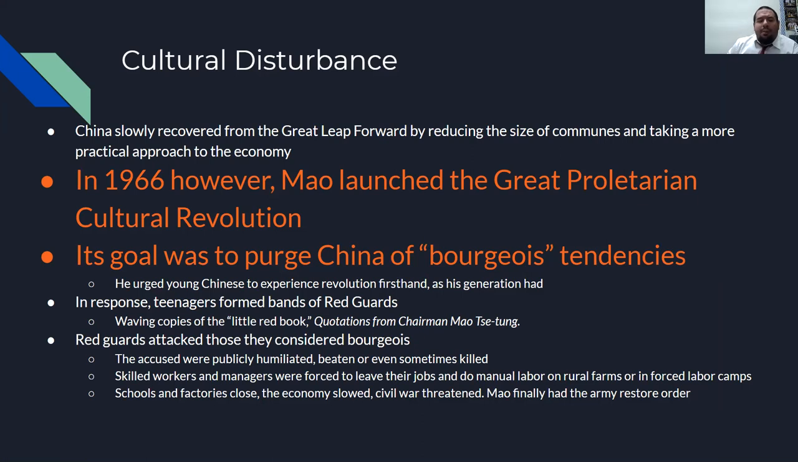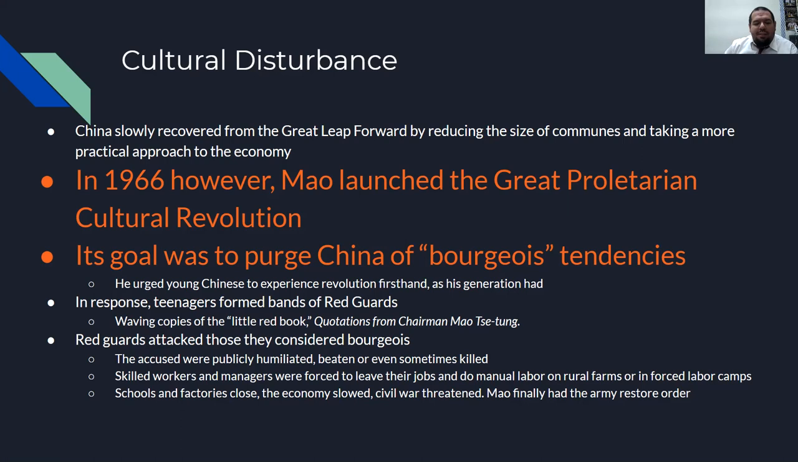All right, cultural disturbance. So China slowly will recover from the Great Leap Forward by reducing the size of communes and taking a more practical approach to the economy. In 1966, however, Mao launched the Great Proletarian Cultural Revolution. And its goal was to purge China of bourgeois tendencies. He will urge young Chinese to experience revolution firsthand, as his generation had. And in response, teenagers will form bands called Red Guards.